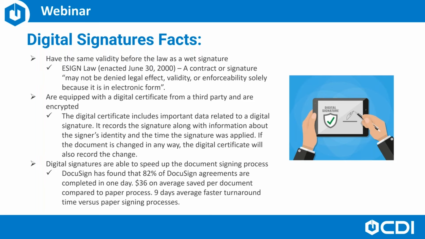There are some real strengths, or benefits, of leveraging digital signatures. These digital certificates come from a third party like DocuSign, and they are encrypted. The digital certificate includes important metadata related to a digital signature. It records the signature along with the information about the signer's identity. It even tracks the IP address of the signers and the time that the signature was applied. If the document is changed in any way, the digital certificate will also record the change.